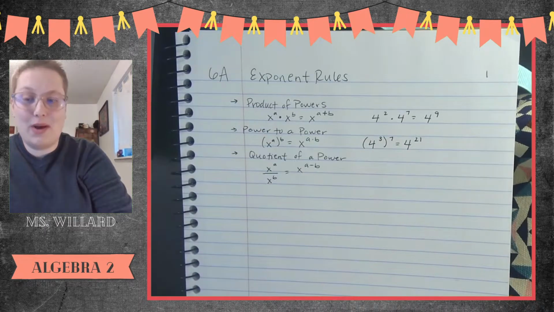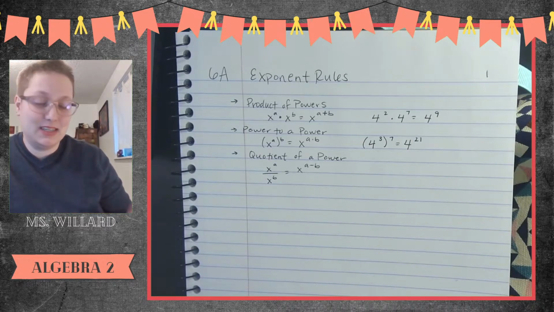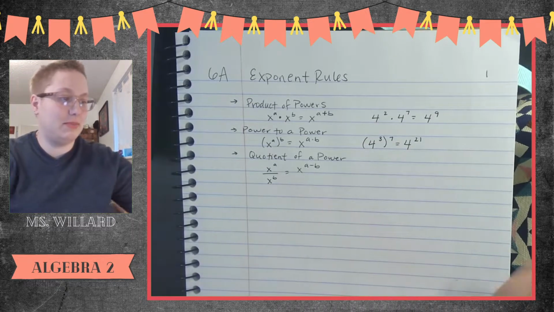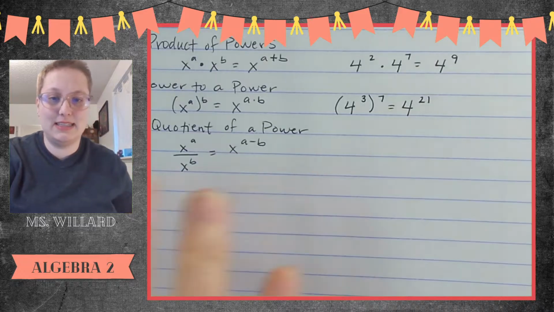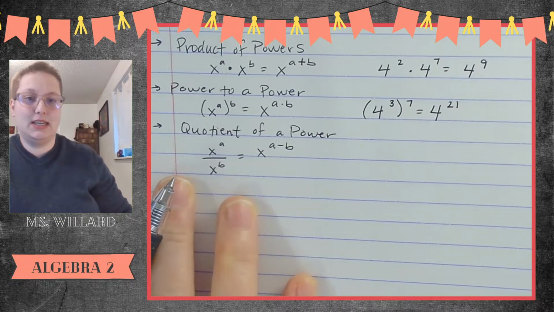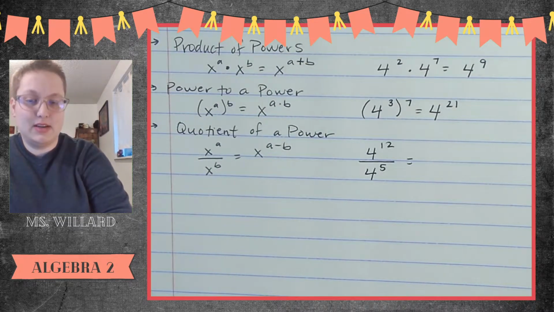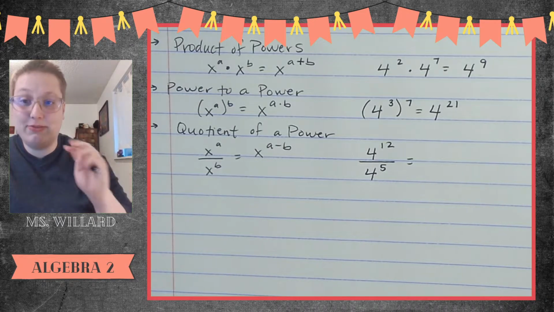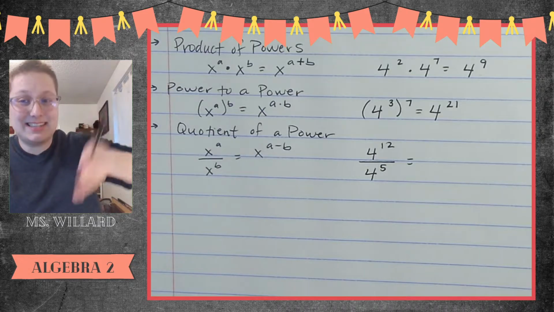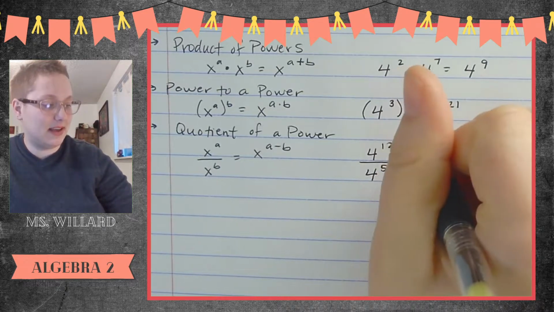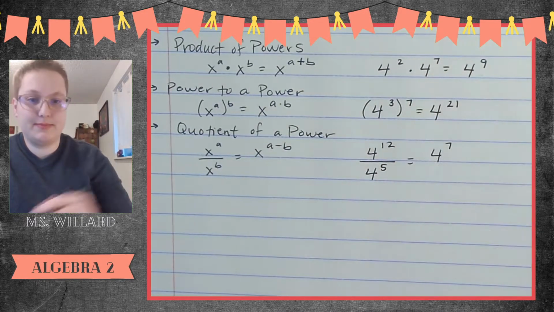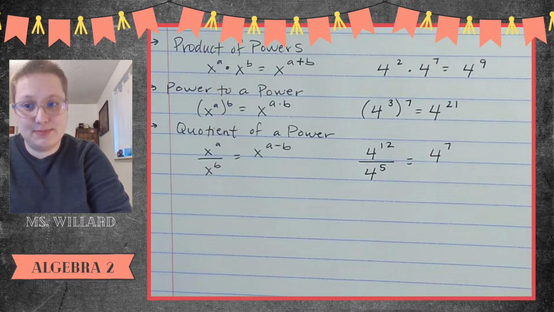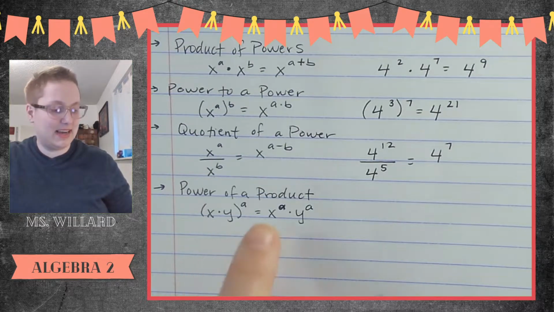Here's another one. When I have division, I subtract. So if I have x to the a over x to the b, I really have x to the a minus b. I should have done that a long time ago. I'm so sorry. Okay, so here's my example for that. So I have 12 4s on top and 5 4s on bottom. I can cancel out 5 of those and I'll be left with 7. Again, the 4 doesn't change. It looked like a 9, now it's fat, sorry.